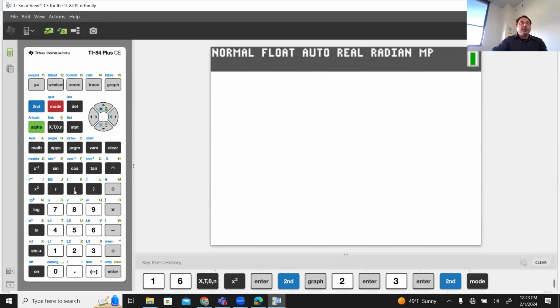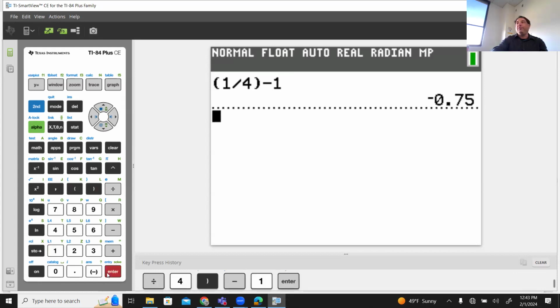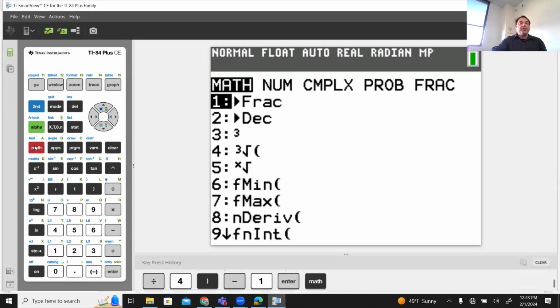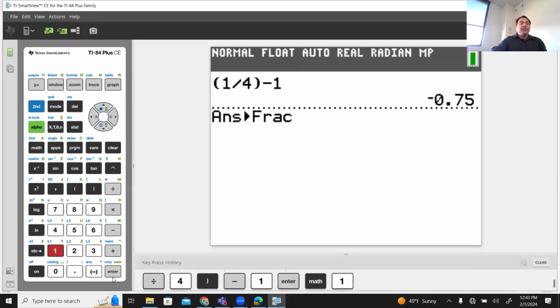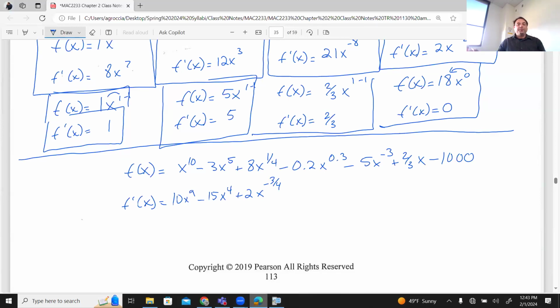But if you do, you can put in parenthesis 1/4, close parenthesis, minus 1. That gives you -0.75, which is totally fine. Or you can press math, number 1 for fraction, and it can change it to -3/4. So there are no excuses, right? No excuses. So that's that one.